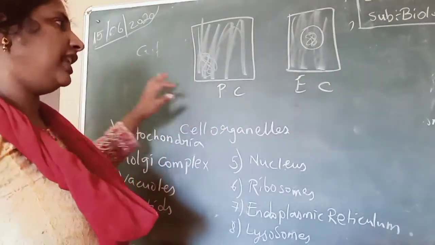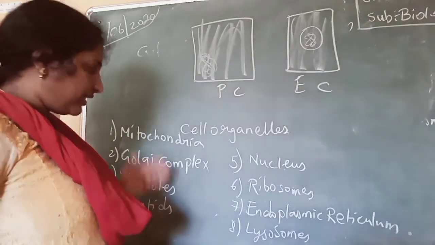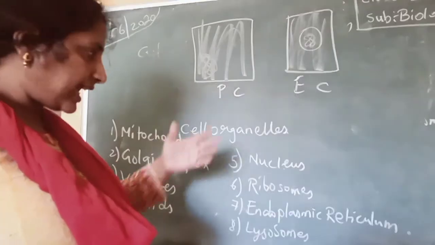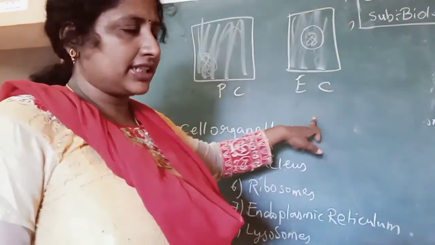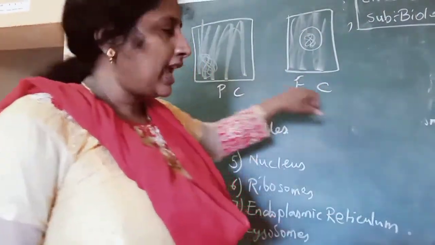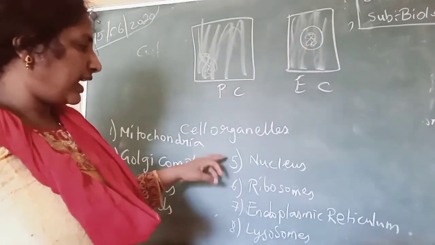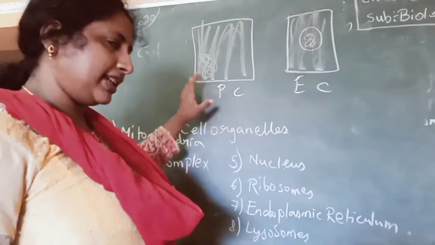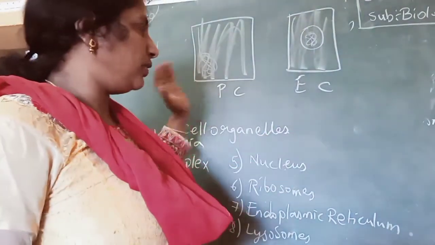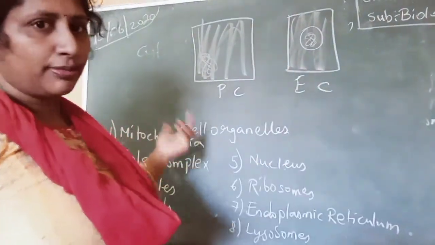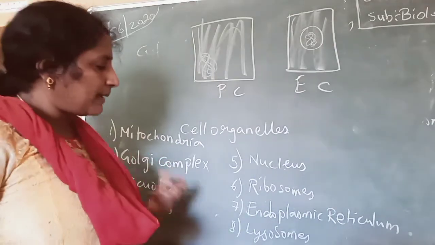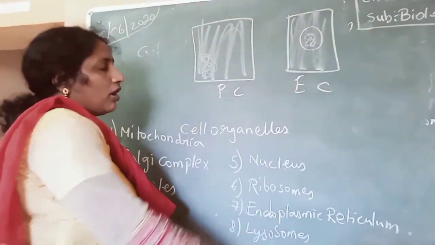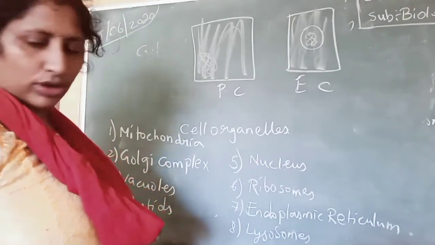If you see the prokaryotic cell, various cell organelles are absent. Except the ribosomes, most of the cell organelles are absent in the prokaryotic cell. But in the eukaryotic cell, all the cell organelles are present because it is a complex cell. The genetic material is present in every cell, whether prokaryote or eukaryote. In eukaryotes, it is in the nucleus, and it is in the loose form in the prokaryotes. So Golgi complex, vacuoles, plastids, all these are absent in the prokaryotic cells. Only the ribosomes are present in the prokaryotic cells, and all other cell organelles are absent.